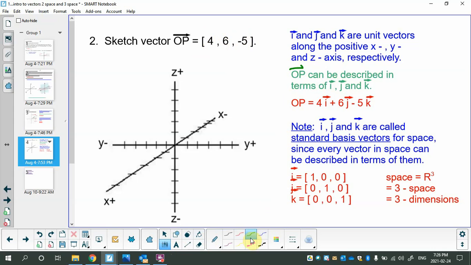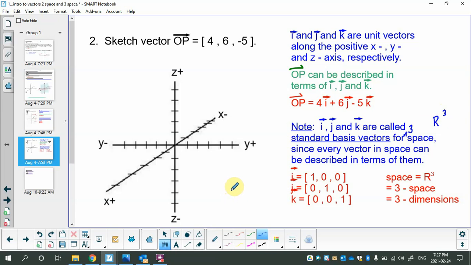So they can be said as 4 vector i's, so 4 movements in the positive x direction, plus 6 vector j's, minus 5 vector k's. And yes, you need the little vector signs on them. Vector i, vector j, and vector k are called standard basis vectors for three space.